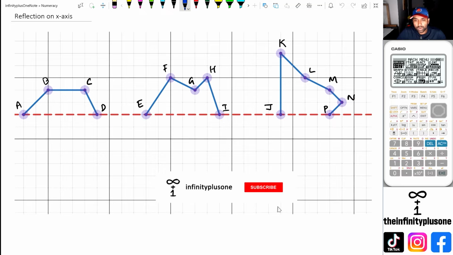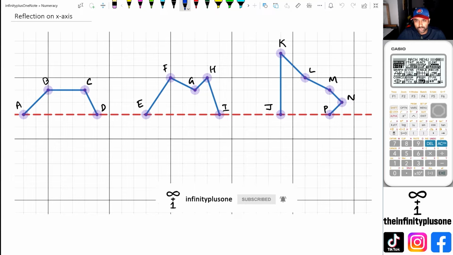Alright, so the first thing we want to know about these kinds of tasks is that usually a mirror line will be given as a dashed line, like what I've shown here in the red line. What we want to do is reflect all those letters from the top half, everything that's above the red line, to below the red line.